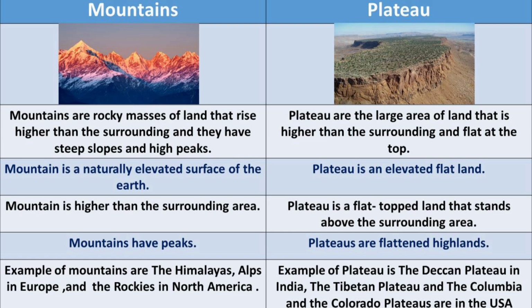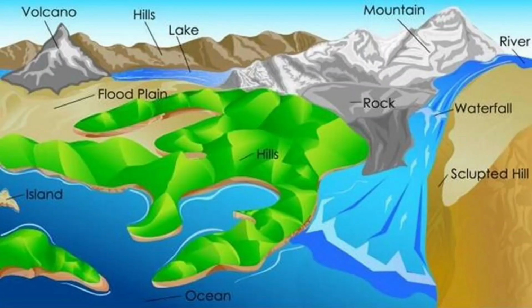Examples of mountains are the Himalayas, Alps in Europe, and the Rockies in North America. Examples of plateau are the Deccan Plateau in India, the Tibetan Plateau, and the Columbia and the Colorado Plateaus in the USA. Minor landforms of the Earth.